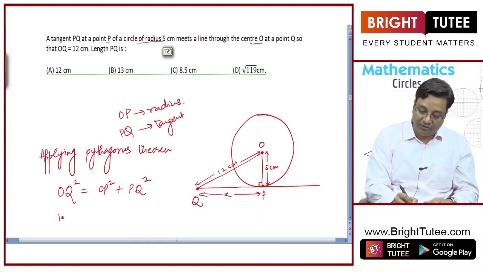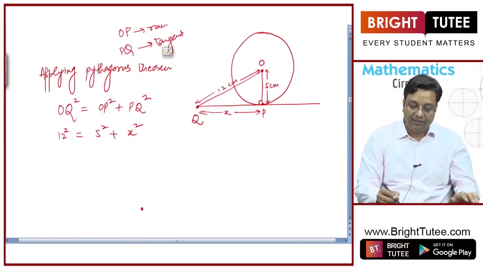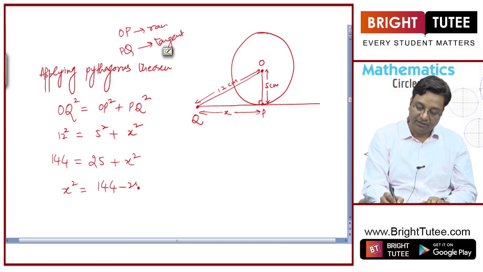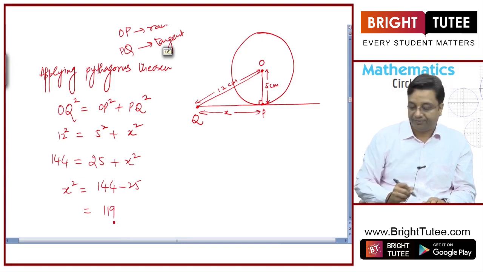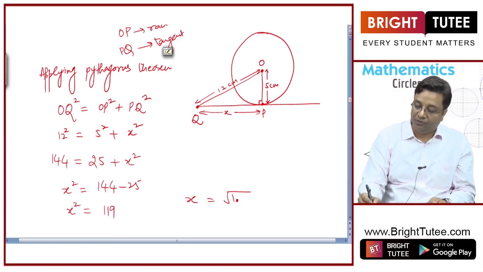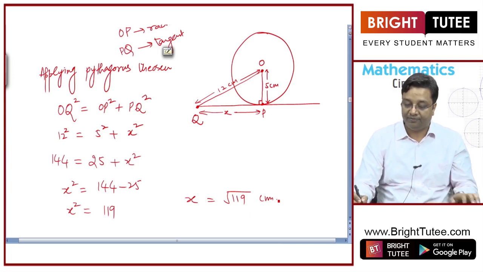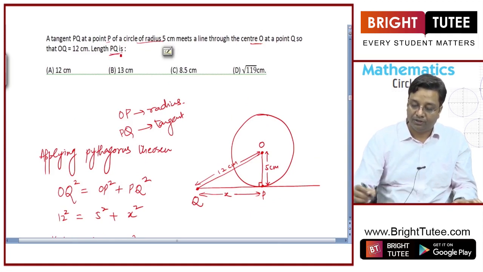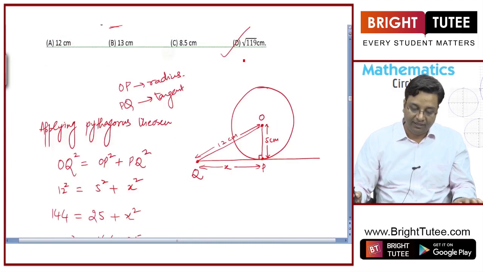So OQ square, which is 12 square, OP square is 5 squared, PQ square we need to find out. So 12 square is 144, it is equal to 25 plus x square. So x square is equal to 144 minus 25, which is equal to 119. So how much is x? It is equal to square root of 119 and the unit is centimeter. So this is the length PQ. So our answer is option D.